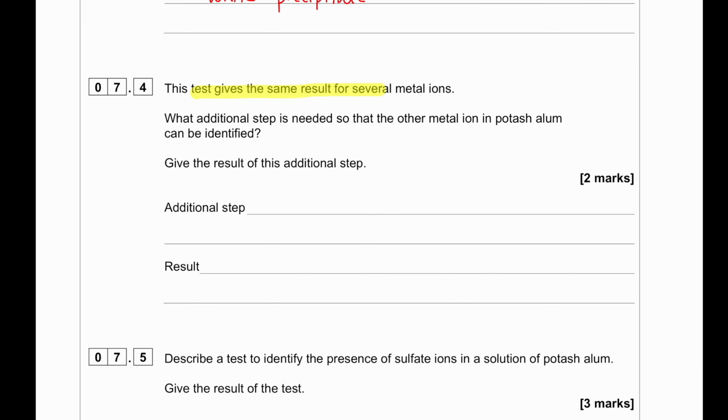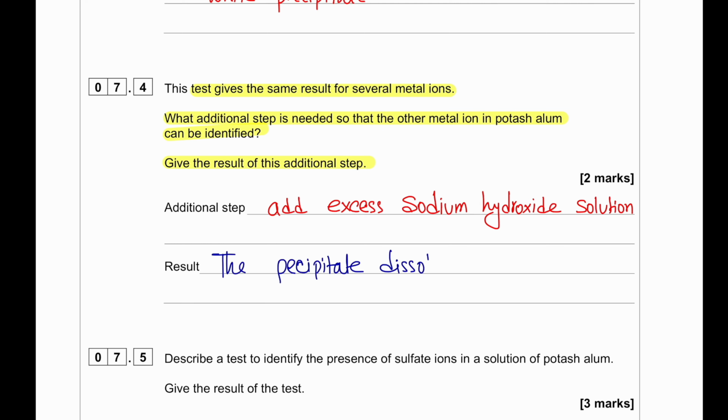This test gives the same result for several metal ions. What additional step is needed so that the other metal ion in potash alum can be identified? Give the result for the additional step. We can add excess sodium hydroxide solution. Only if the metal is the aluminium ion, Al3+, will excess sodium hydroxide cause the white precipitate to dissolve.